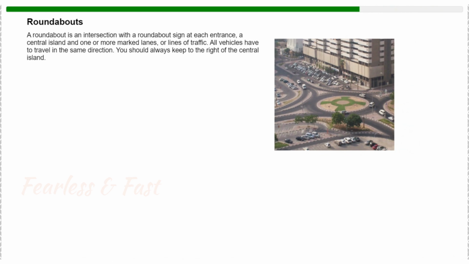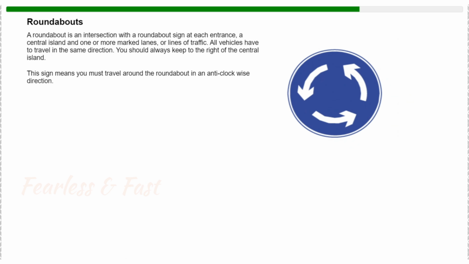Roundabouts. A roundabout is an intersection with a roundabout sign at each entrance, a central island and one or more marked lanes, or lines of traffic. All vehicles have to travel in the same direction. You should always keep to the right of the central island. The sign means you must travel around the roundabout in an anti-clockwise direction.